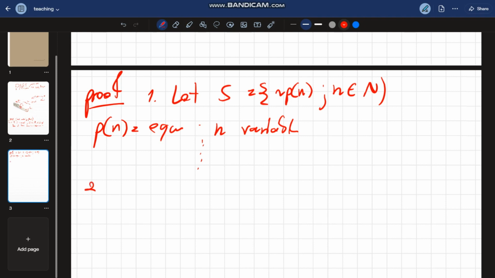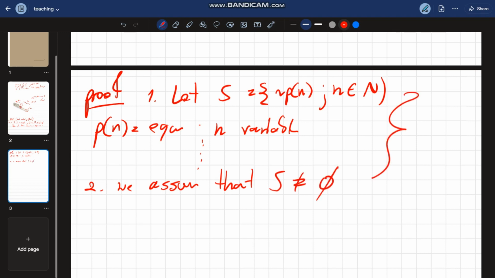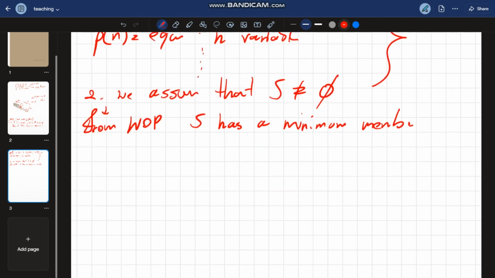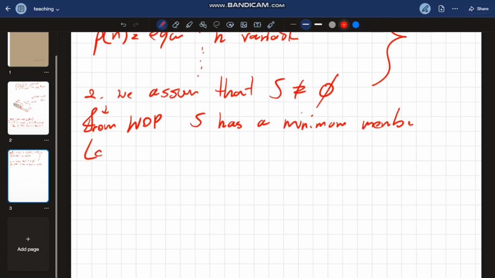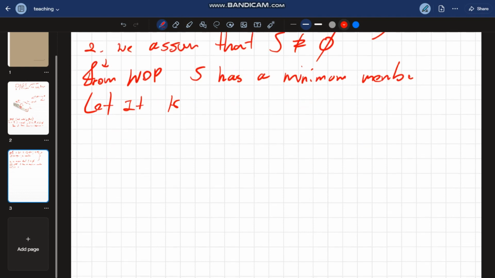Now two, we assume that S is not the empty set. With these two conditions, we get that S has a minimum member. We let the minimum member of S be k.